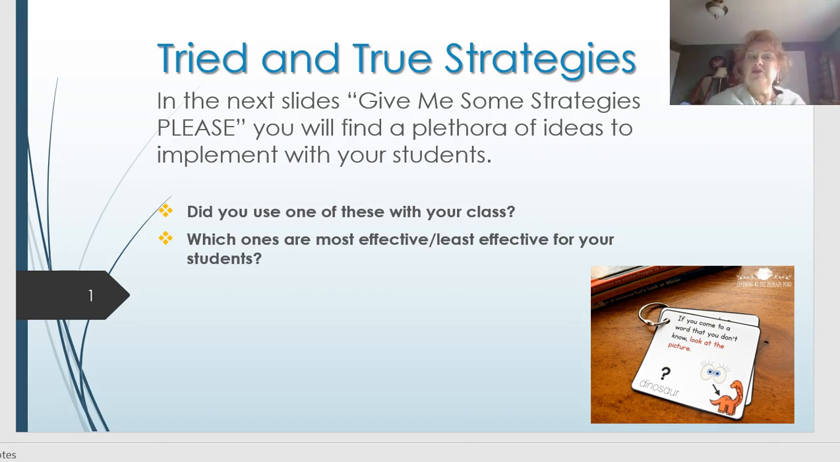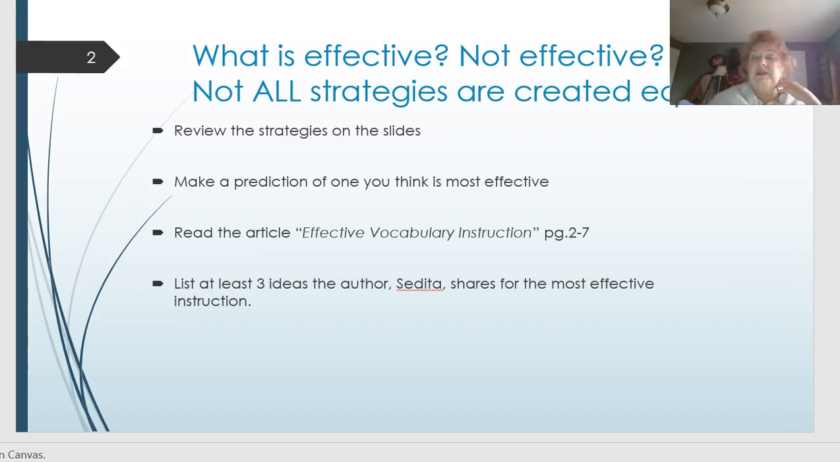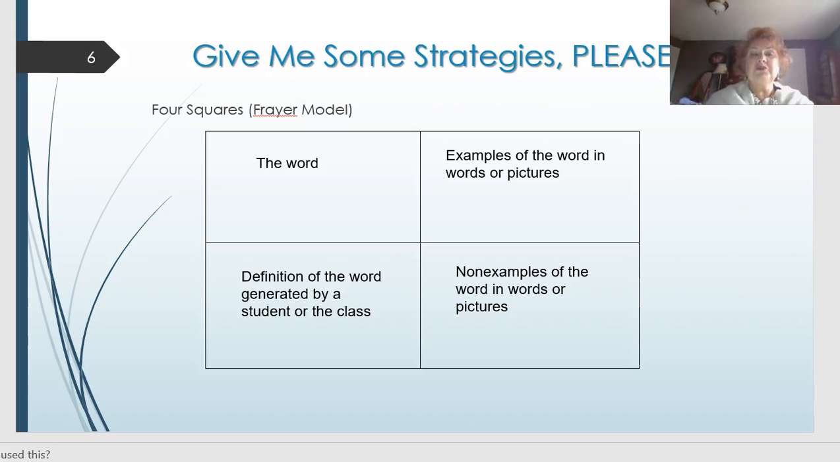So as you're looking through all these strategies this week, begin thinking, if you have not already, about some strategies that you would like to investigate a little bit more. Because as you go through these, I'm going to ask you to think about which ones are most effective, which ones are least effective. And when you get into the research, for instance, the Frayer model, again, great tried and true strategy. Been around for many years.